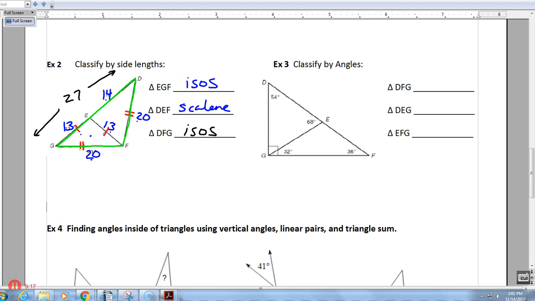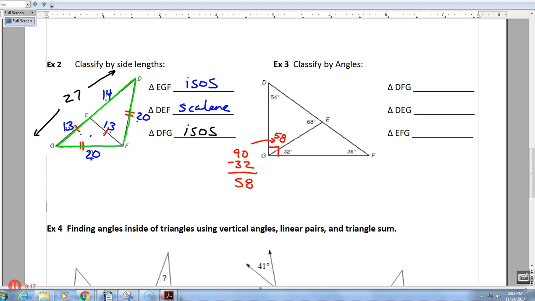This next one, I got to do some calculating here to get my angles. First thing my eyes draw to is this box. That box means it's how many degrees? 90. So I should be able to calculate this one. If I do 90, subtract 32, I believe that's 58. So I now have the top triangle on lockdown.